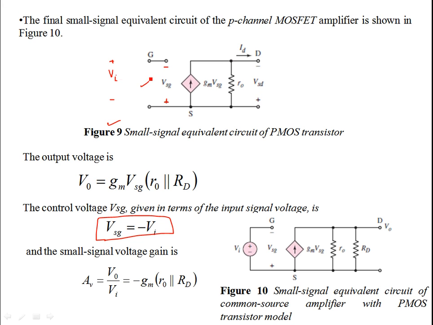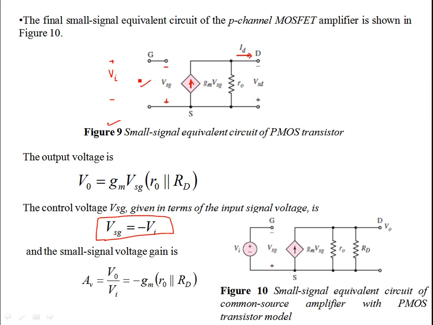So it means the voltage polarity is reversed. Okay, so this is the first thing. The second thing is that the direction of the current, you note, is different for the PMOS device. For NMOS, it was the other way around. It's from right to left. Also, you see the direction of this dependent source is like this.